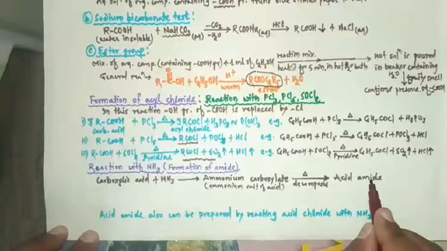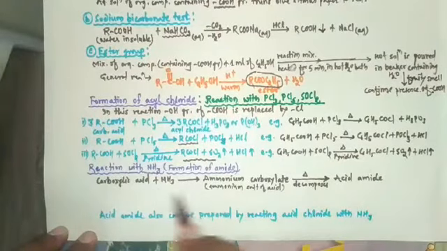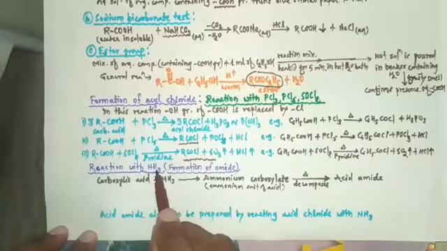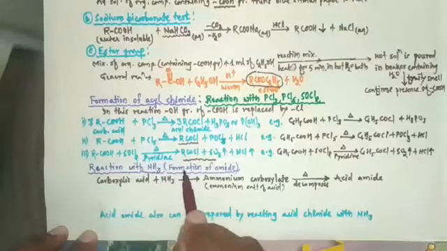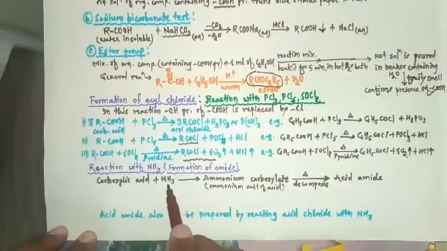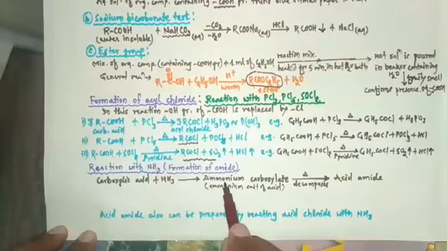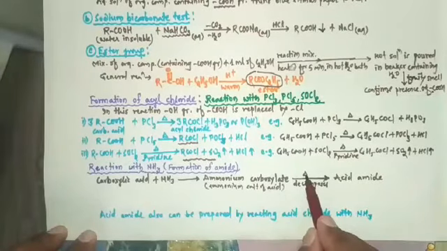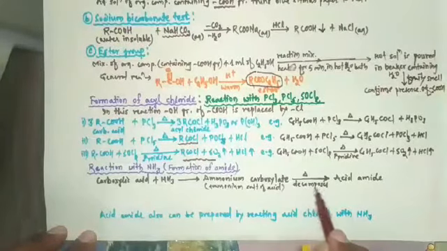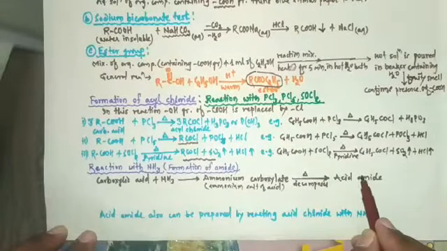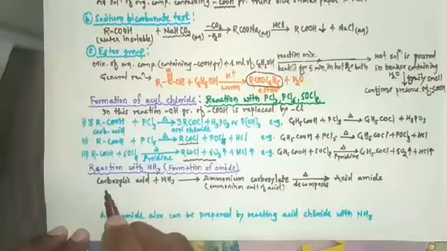Once again I am going to explain this reaction. We are studying the reaction with ammonia, or it is also designated as formation of amide. So carboxylic acid on reacting with ammonia produces ammonium carboxylate, or it is also called ammonium salt of acid. On heating at high temperature, it undergoes decomposition and gives acid amide. So let's take one example.